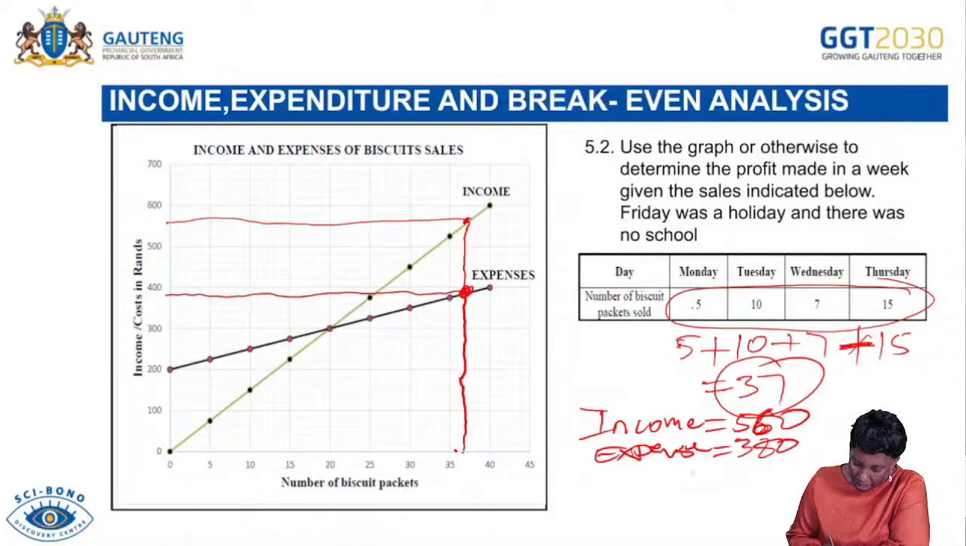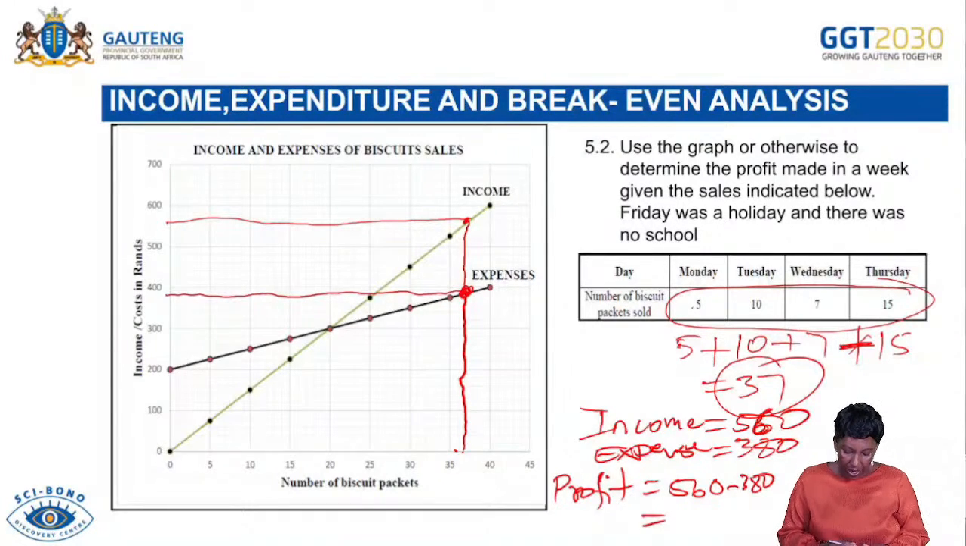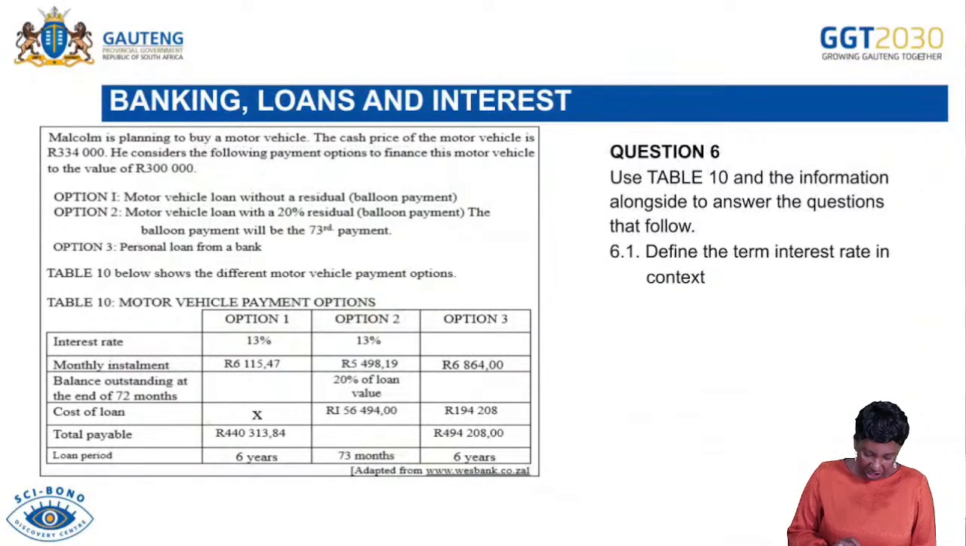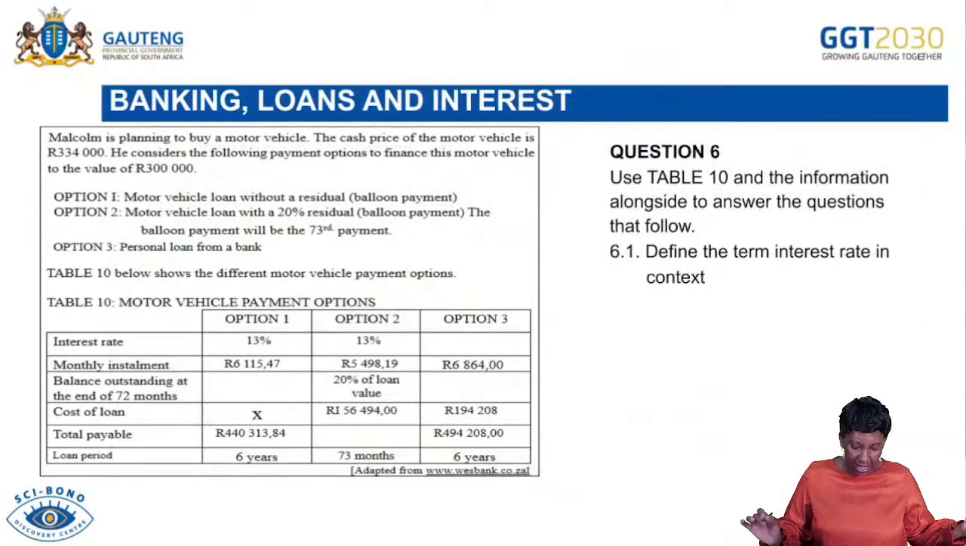Then I'll just say the profit for the week will be 560 minus the 308. That will be my profit. Let me quickly rush because I no longer have time. This one, the banking, the interest, boys and girls, is exactly the same.